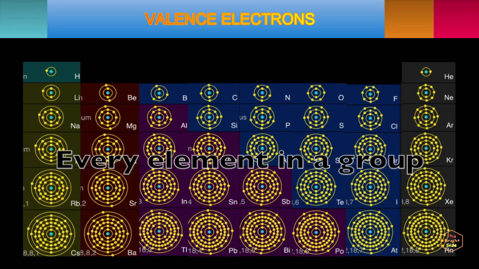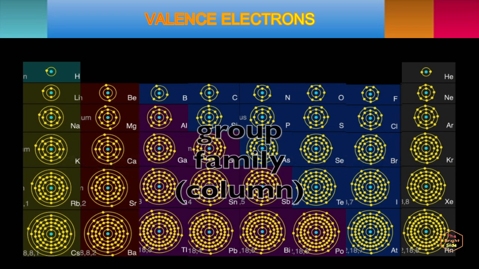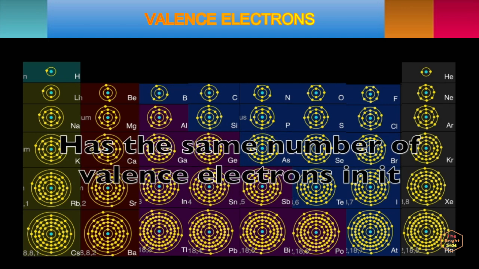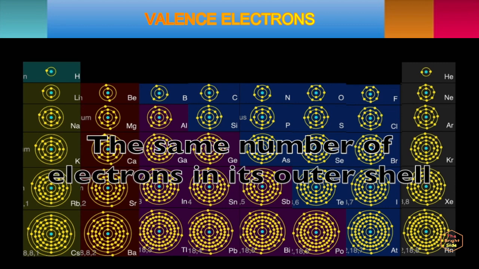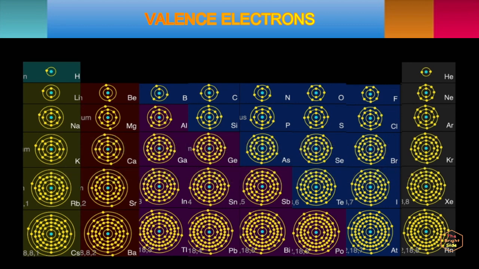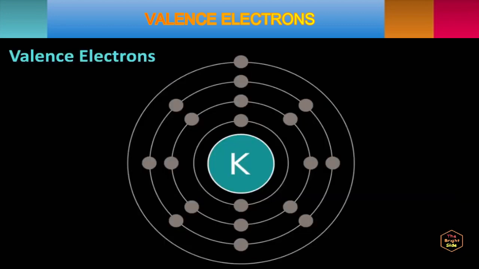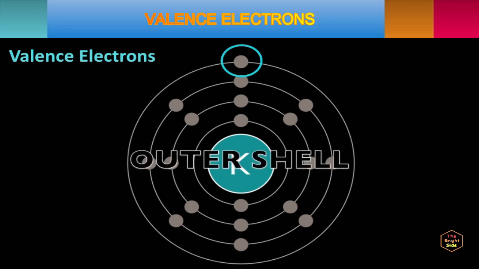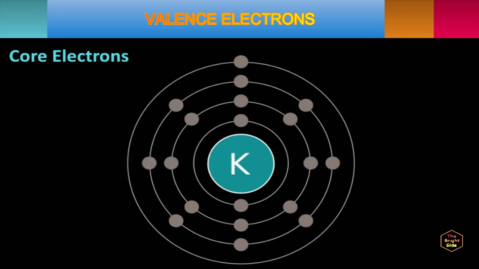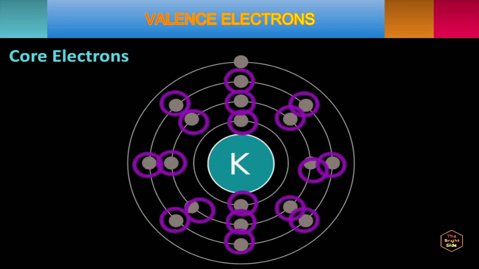Every element in a group, which is also called a family or column, has the same number of valence electrons in it. That means the same number of electrons in its outer shell. Just to review, valence electrons are the electrons in the highest occupied shell of an element's atom. So we're talking about the outer shell here. Core electrons are the electrons in the inner shells.